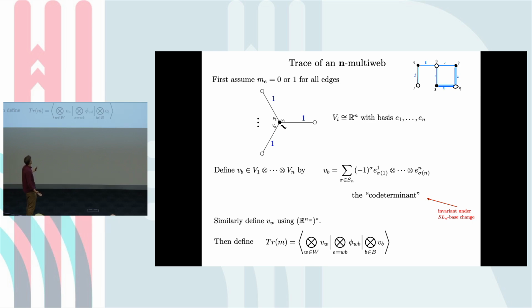It looks kind of like a determinant, but the entries here are not multiplied together. It's just a tensor product of, so e_{σ(1)} is the σ(1)th basis element of the first vector space, and so on. And you sum them up with the sign. What's special about this codeterminant? Well, it happens to be invariant under SL_n base change. If I change basis here, if I don't take the standard basis but some other basis, as long as I take that same base change in all the vector spaces at the same time, the codeterminant doesn't change. That's a little exercise which I'll leave for you.